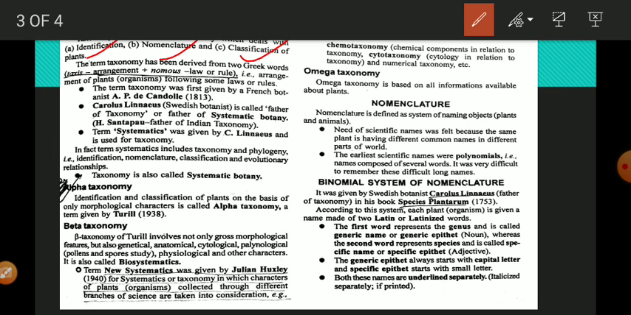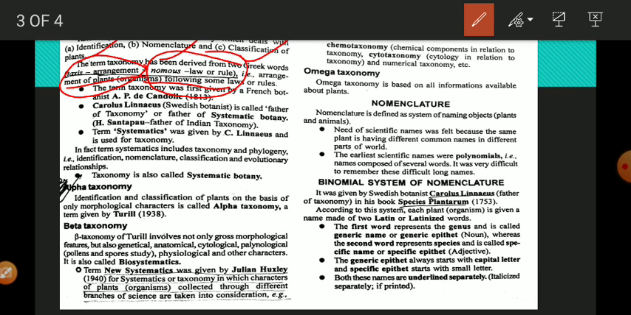The term taxonomy has been derived from two Greek words, taxis and nomos. What do we mean by taxis and nomos? Taxis means arrangement and nomos means law or rule. So the arrangement of plants or organisms following some basic rules is known as taxonomy.